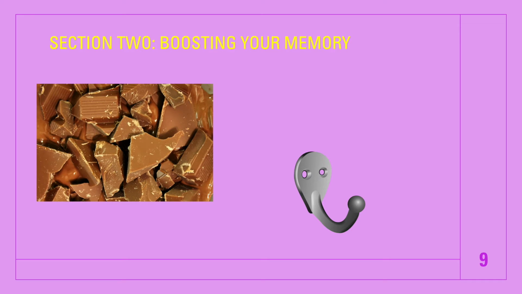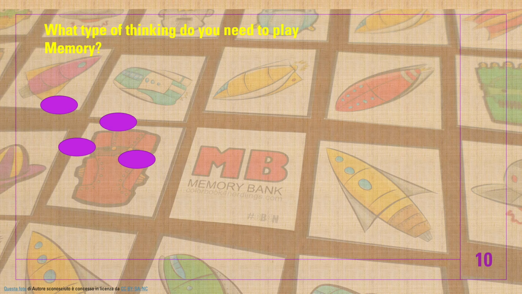You may be wondering why there is a photograph of chocolate here. And it's not just because I like chocolate, it's because chocolate comes in chunks. And chunking can also be used when studying or remembering, and we'll see why in a minute. But first, let's focus on memory itself.